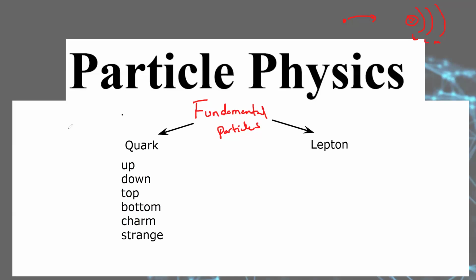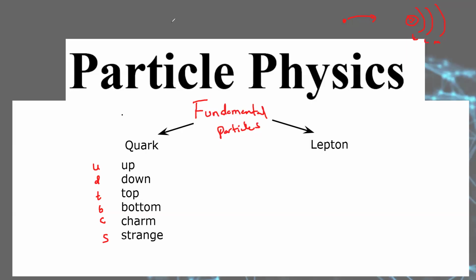And what are the symbols? We use capital letters to represent them. Up is U, down is D, top is T, bottom is B, charm is C, and strange is S. An atom consists of particles like neutrons and protons, and they are made up of subatomic or fundamental particles which we call quarks. And for every particle, there is an antiparticle. Whenever there is matter, there is always antimatter.